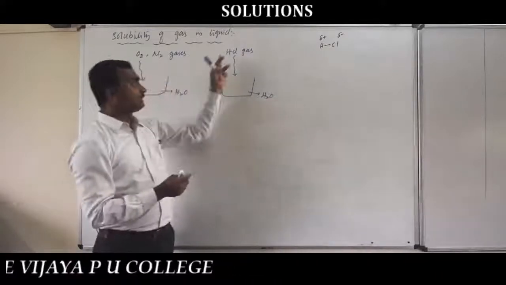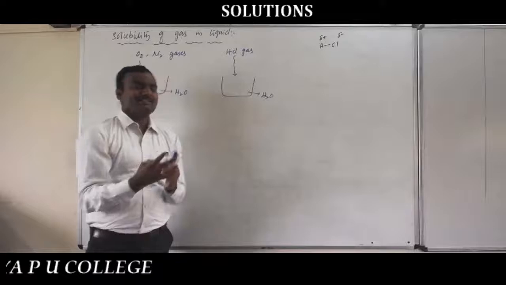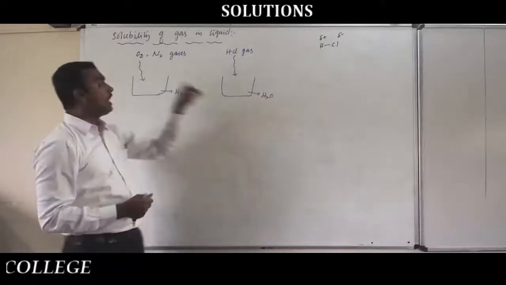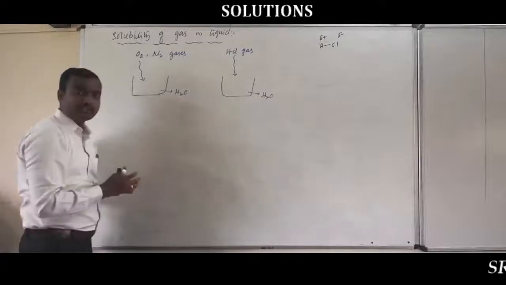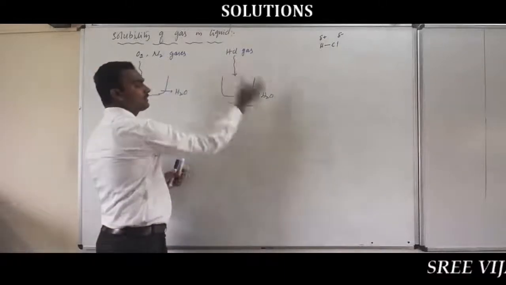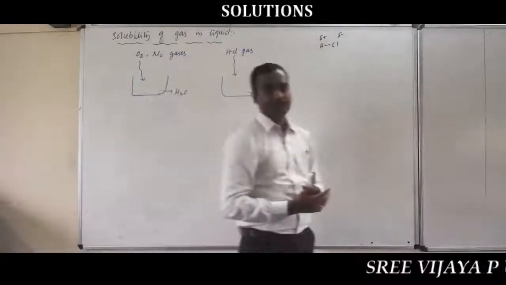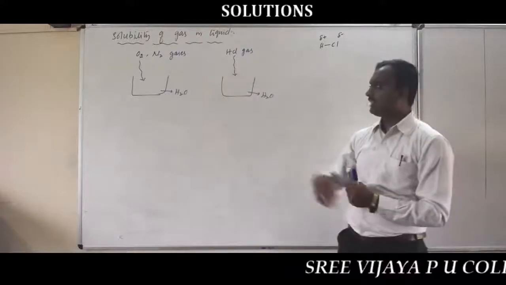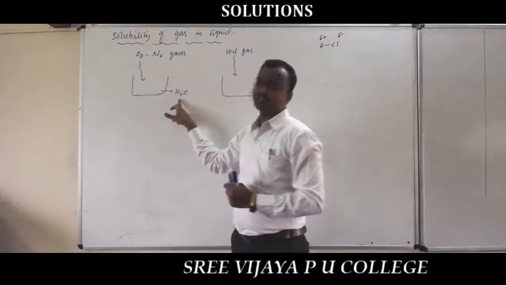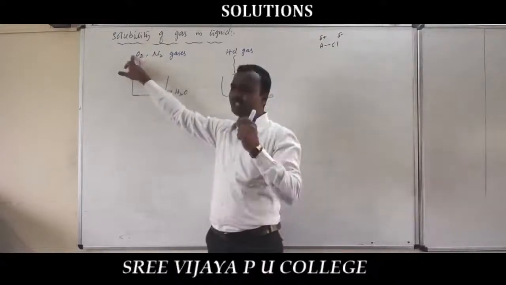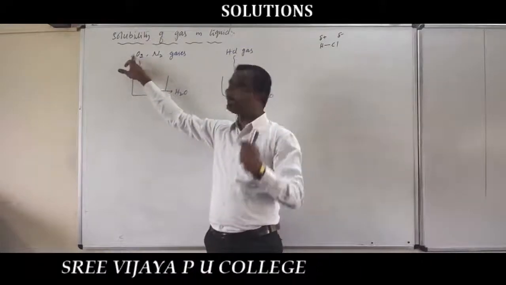HCl gas is soluble in water to a large extent. But take oxygen or nitrogen gases, they are less soluble in water. So again, here observe the nature of solute and solvent, polar and non-polar. Oxygen is non-polar, water is polar, therefore a very small quantity of oxygen is soluble in water.